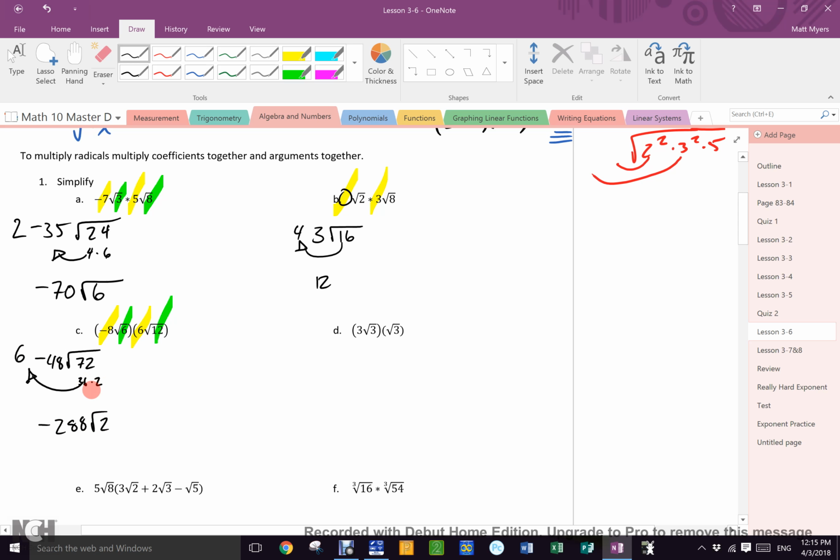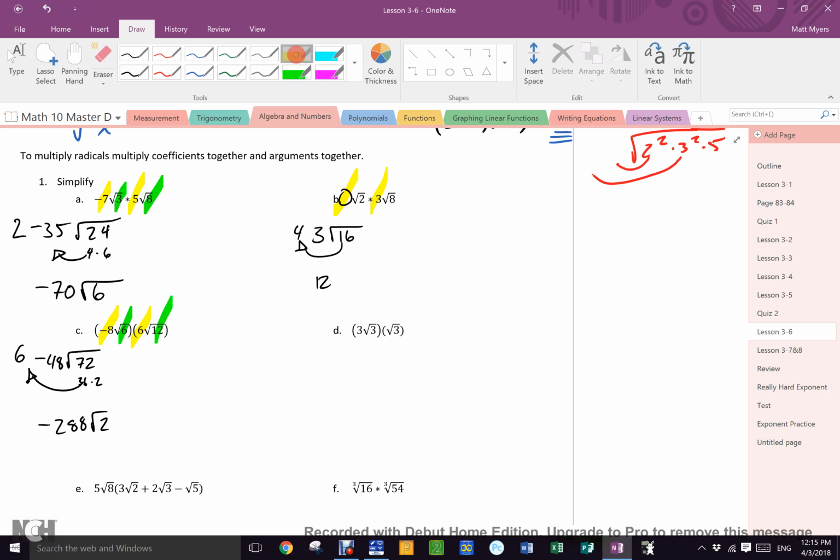What if you're bad at this? You don't have your perfect squares memorized. Can you not do this? Of course you can, but it will take you what? A little longer. Will you get there? Yeah, absolutely. Look at D.